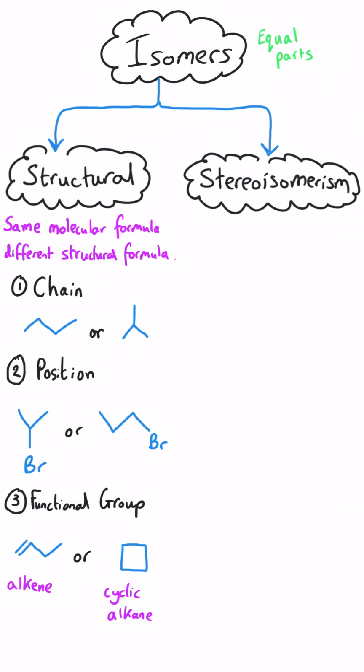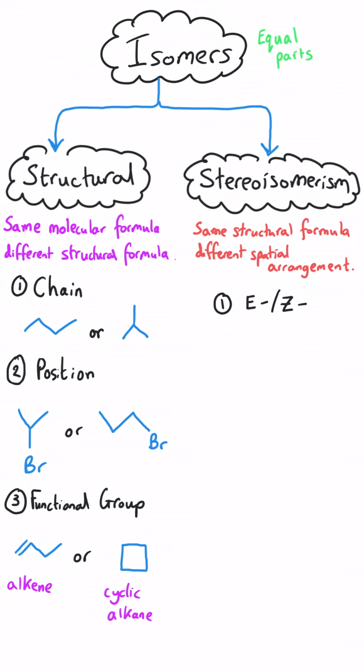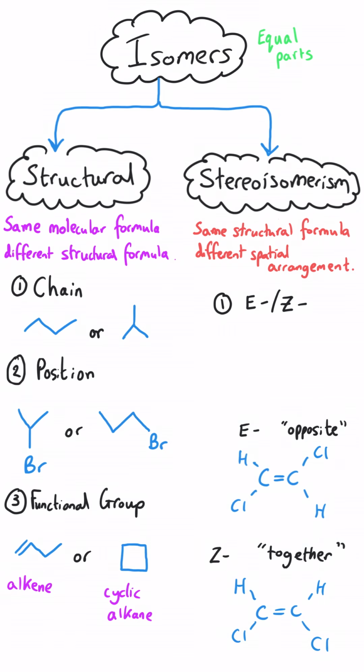Stereoisomers are where you have got the same atoms and you've got the same structural formula. So in other words, the atoms are in the same sequence in a molecule, but they actually have a different spatial arrangement. There are two types of stereoisomer. There is the EZ isomerism that you will typically encounter in alkenes because of the restricted rotation. But you can also get EZ isomers in things like cyclic compounds and in transition metal complex ions.